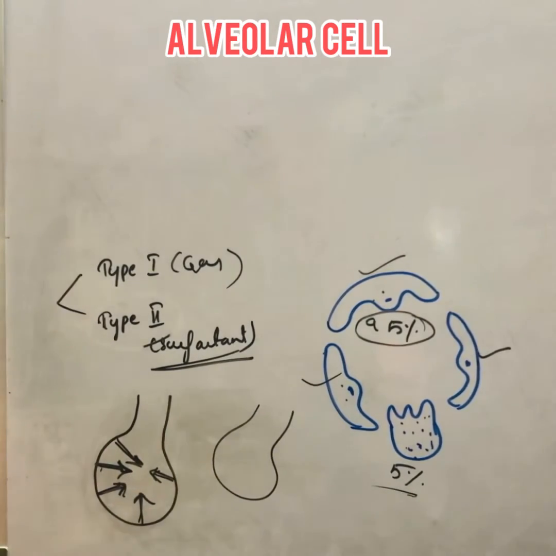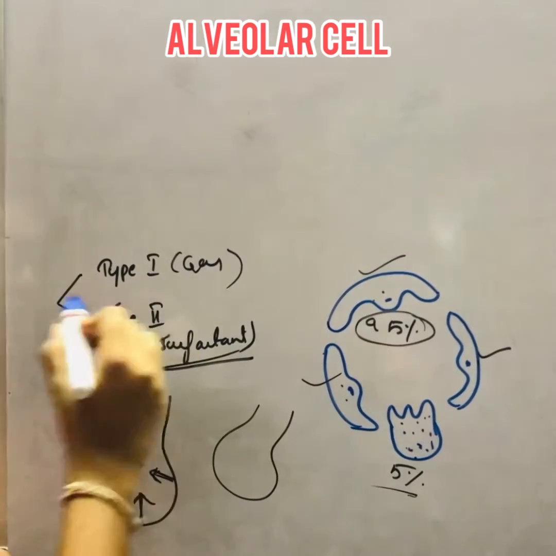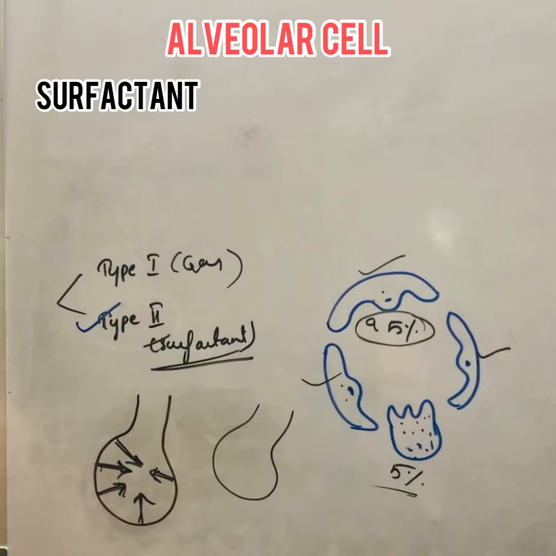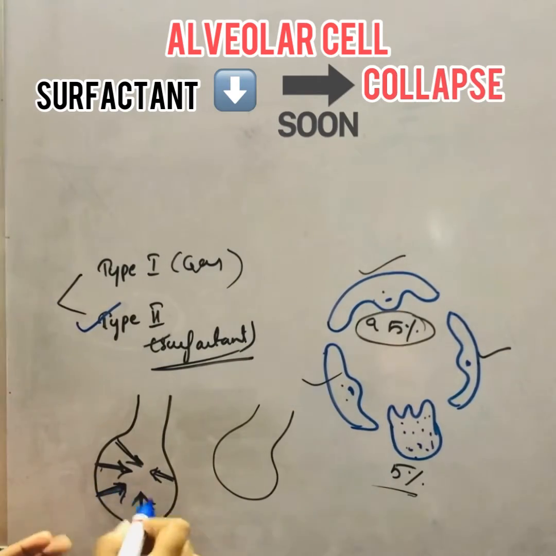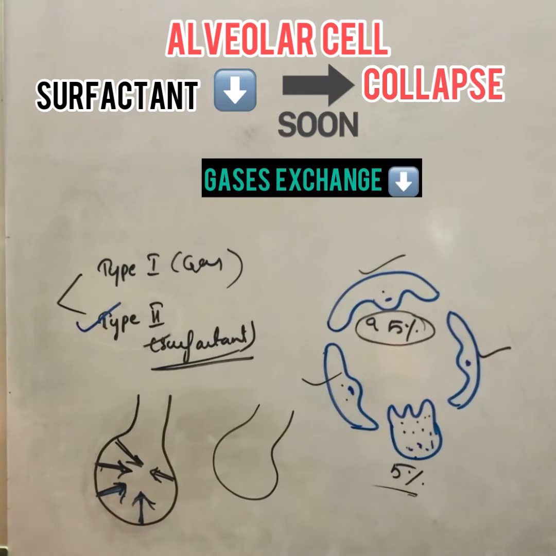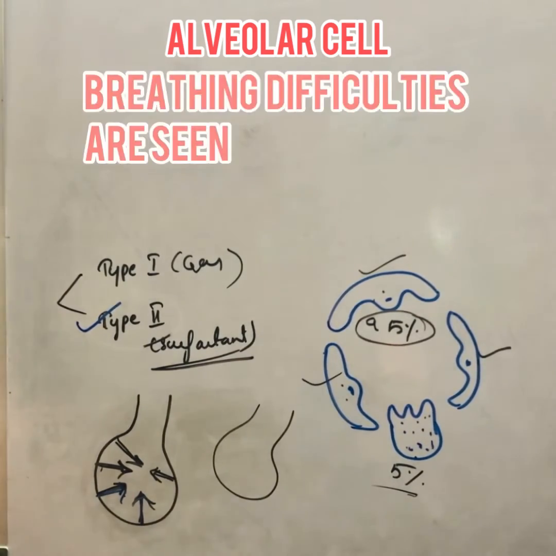Normally the virus is going to infect these type 2 cells. Because of that, the presence of surfactant is reduced here. That means the stability of the alveolar sac is not maintained, which leads to collapse of the alveolar sac. If it occurs, the gas exchange is going to be tough. Because of that reason, the breathing problem is seen in COVID patients.